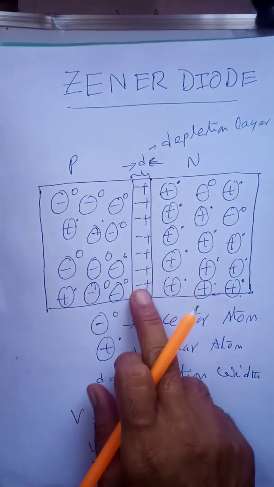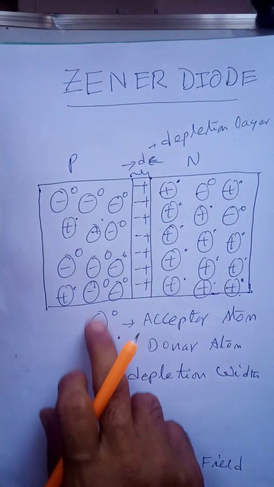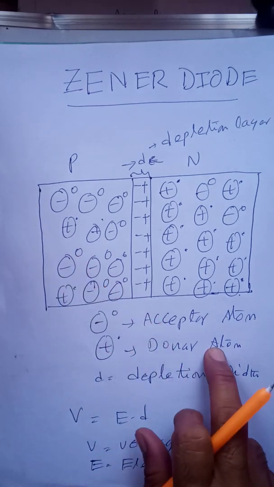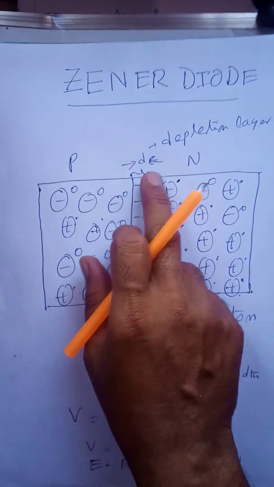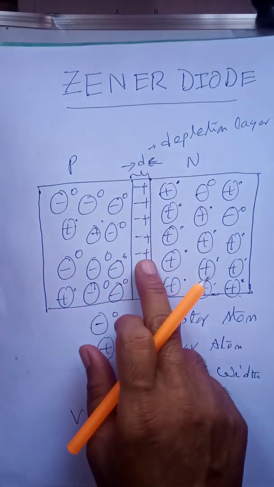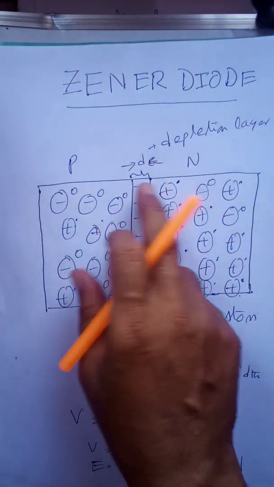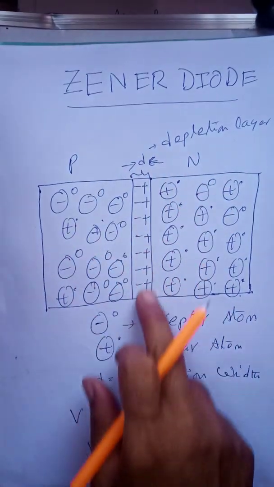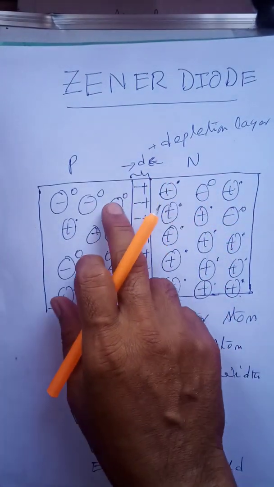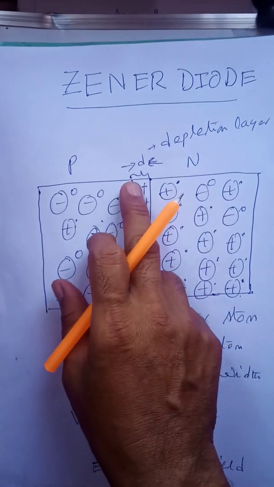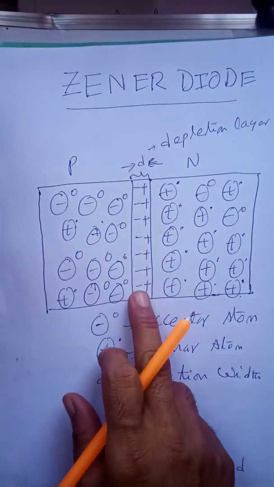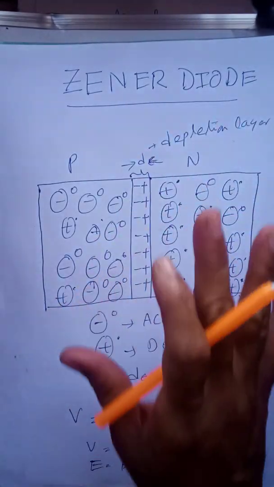They are called the immobile ionic region. So these are called acceptor atoms and these are called donor atoms, right? And D is the depletion width of the junction because of the neutralization; this is called the immobile ionic region. That means donor atoms become donor ions in this region after donating an electron to this side. Similarly, acceptor atoms nearby accept an electron from this side and become acceptor ions, that is the negative region. Thus the depletion width is formed.